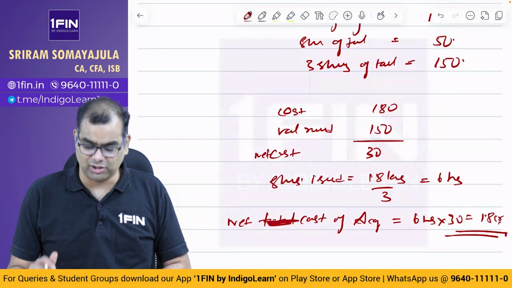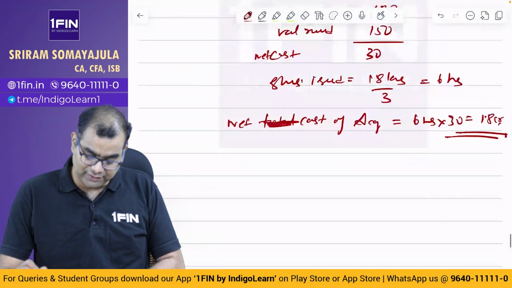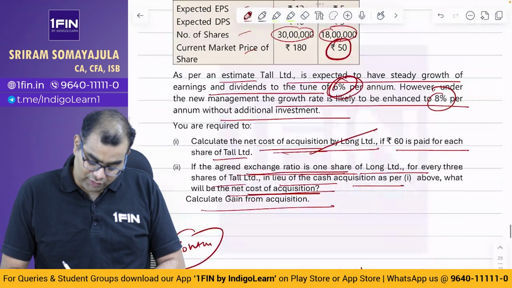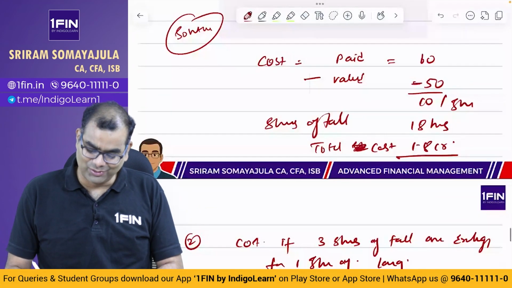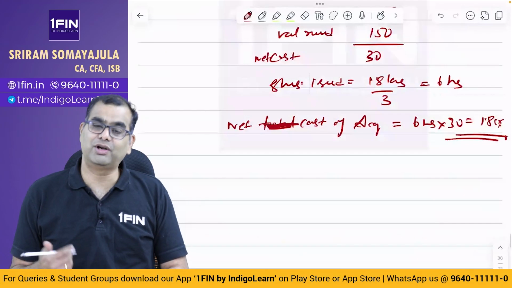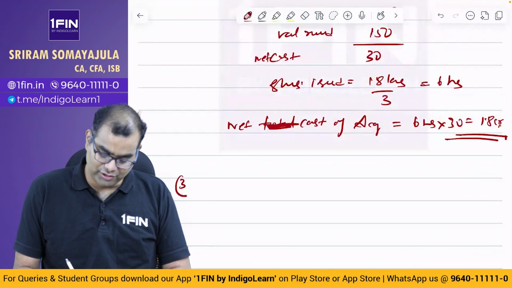Okay, so I am going to ignore that alternative solution. It is not proper. Then finally, what is the gain from acquisition? Now, so far we have found out the cost of acquisition. What is the gain? So how will you get a gain?